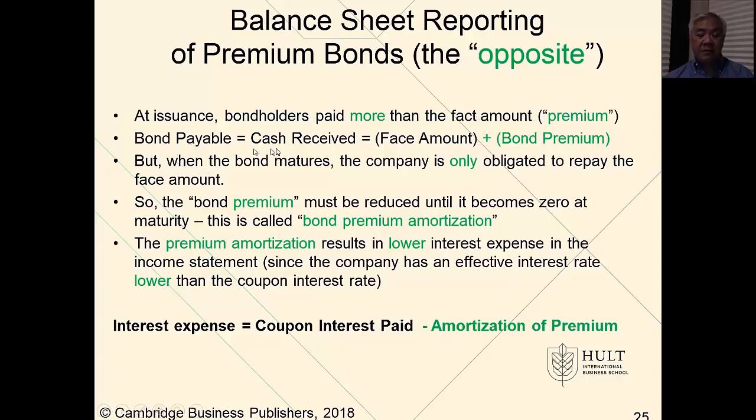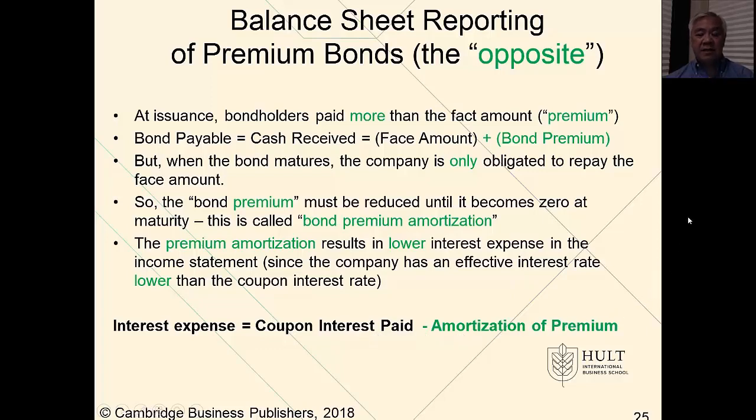The bond payable equals the cash received, which equals the face amount not minus the discount, but plus the premium. When the bond matures, the company is going to only pay the face amount. So we have to get rid of this premium through a process called amortization. So the premium amortization will be to lower the interest rate because our effective rate was lower than our coupon rate. The formula is now interest expense equals coupon interest rate, but instead of being plus the amortization of discount, it would be minus the amortization of premium.